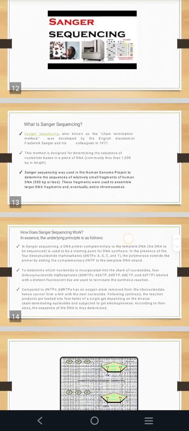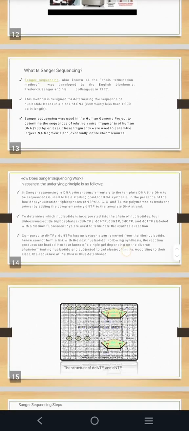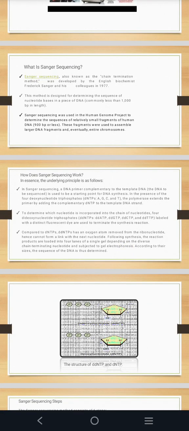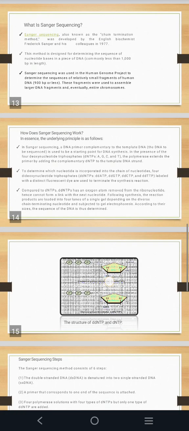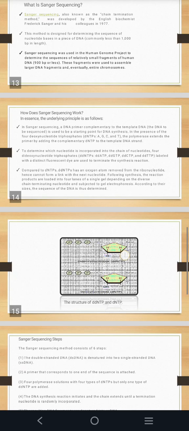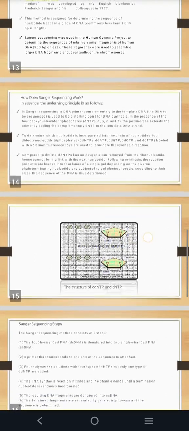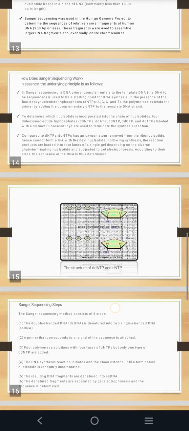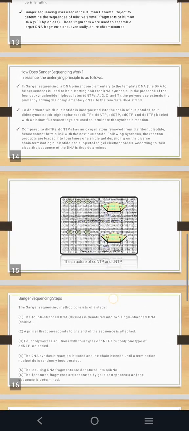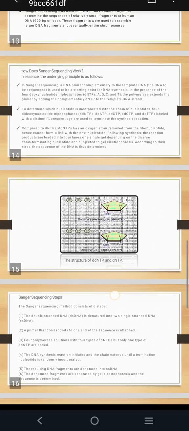Then the Sanger sequencing. Sanger sequencing, also known as the chain termination method, was developed by the English biochemist Frederick Sanger in 1977. This method is used for determining the nucleotide bases in a piece of DNA, commonly less than 1000 base pairs in length. Sanger sequencing was used in the Human Genome Project to determine the sequences of relatively small fragments of human DNA. These fragments were used to assemble larger DNA fragments and eventually entire chromosomes.